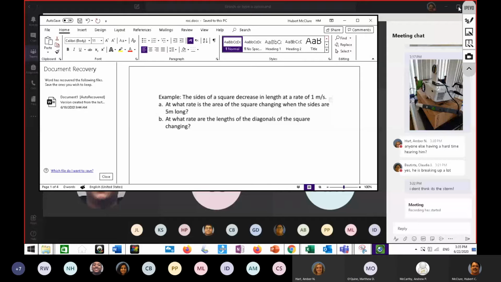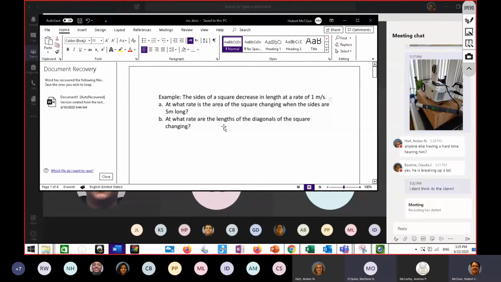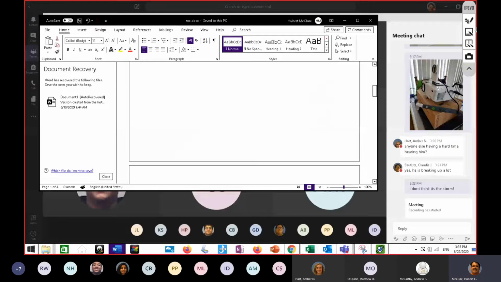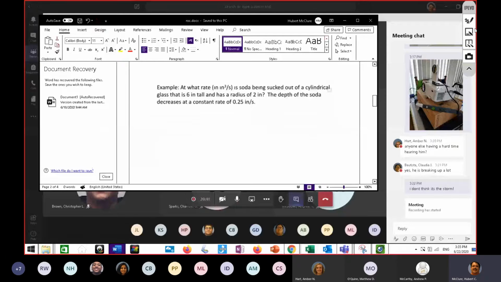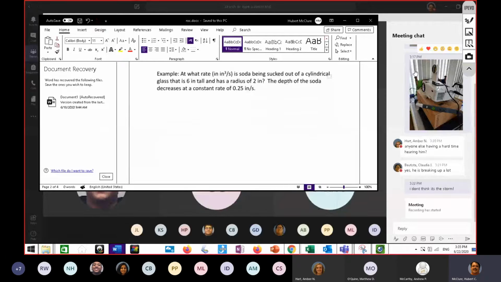All right, there's the third. At what rate is the liquid being sucked out of a cylindrical glass that is 6 inches tall and has a radius of 2 inches? The depth of the soda or liquid decreases at a constant rate of 0.25 inches per second.